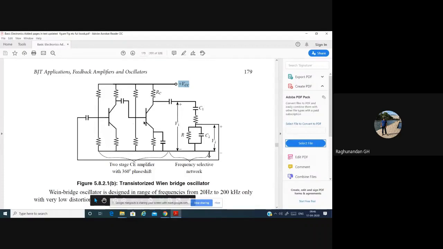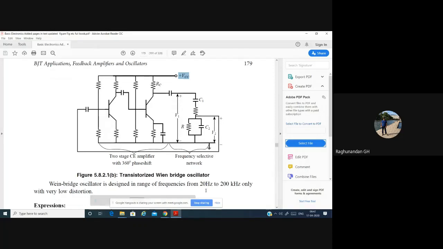So in the transistorized phase shift oscillator, the overview is this is going to produce 360-degree phase shift, and this is going to produce the frequency required. By properly designing R and C values, we are able to produce the desired frequency. This frequency network can be designed in the range of 20 hertz to 200 kilohertz only, with lower distortion. So distortion is quite less here.